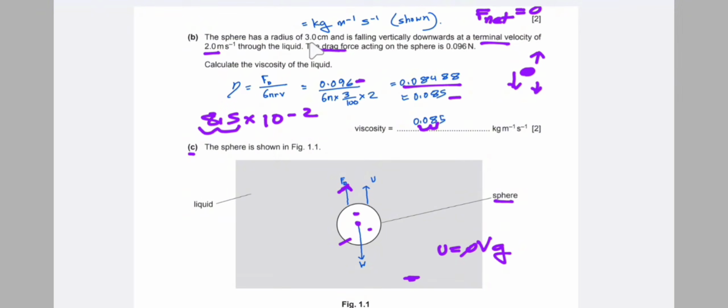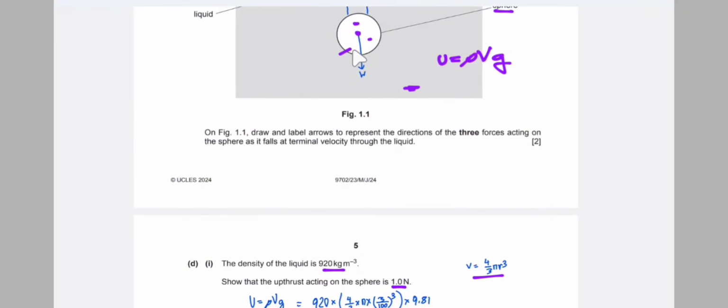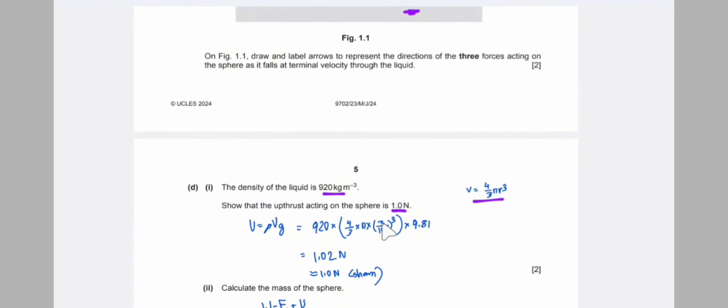Initially we are given the value of the radius, that is 3 centimeter. So we must convert this 3 centimeter to meter, that is 3 by 100. That is the radius, and since it is radius cubed, we raise it to the power of 3, into 9.81. So the upthrust comes to be this value.